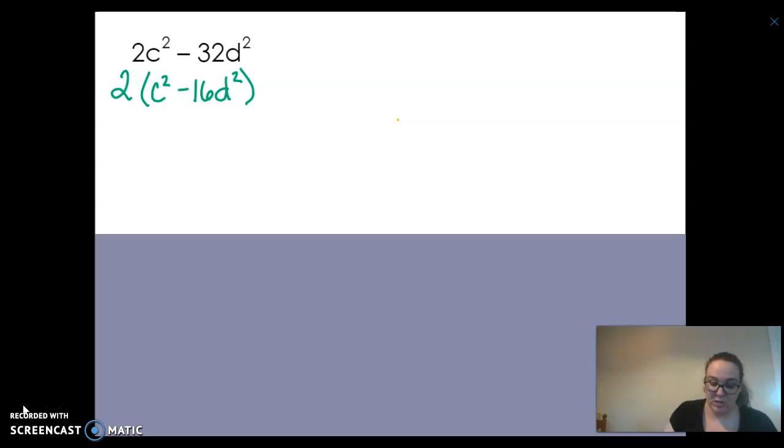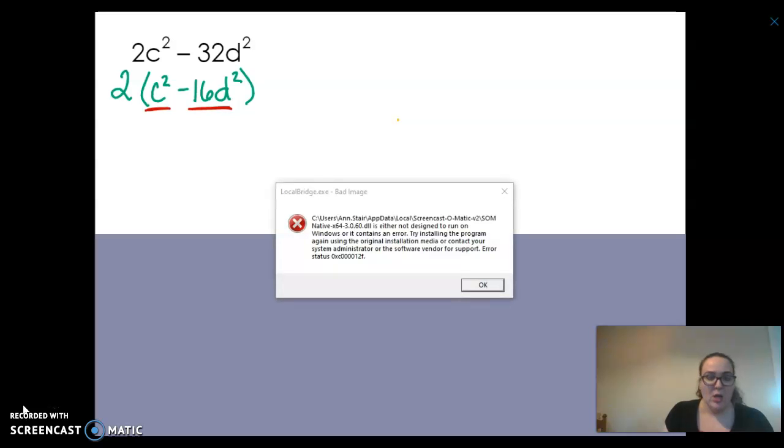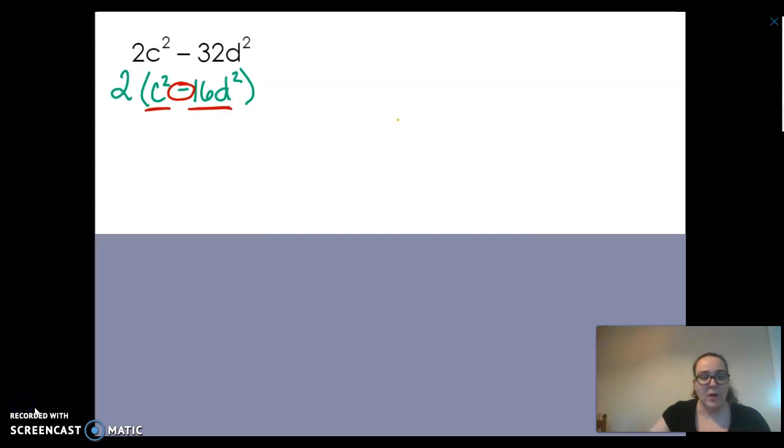I'm going to look here at my two terms, my c squared and my 16d squared. I have two terms, which means I'm looking for a difference of two squares. Well, when I look here, I have a minus sign. So that minus sign lets me know I do indeed have a difference. Now I'm going to look, do I have perfect squares? Well, c squared is a perfect square. 16d squared is also a perfect square.